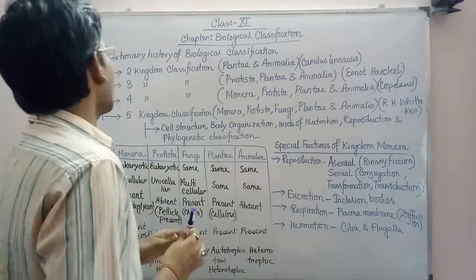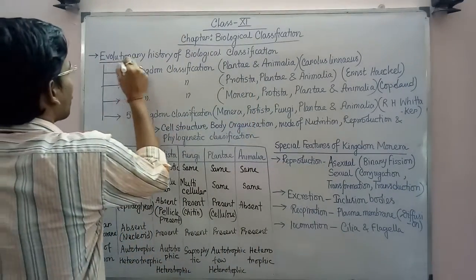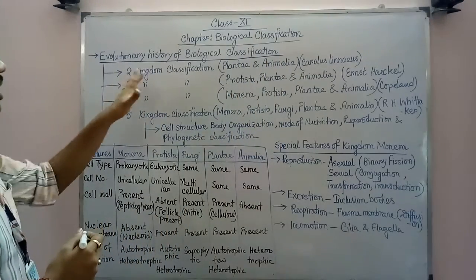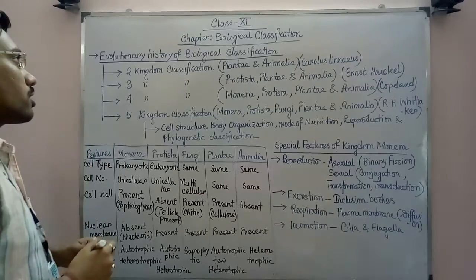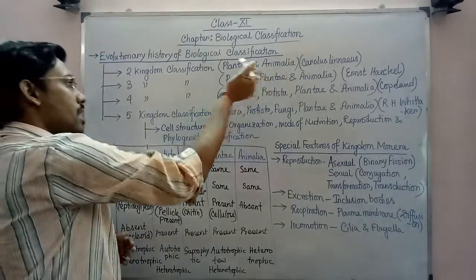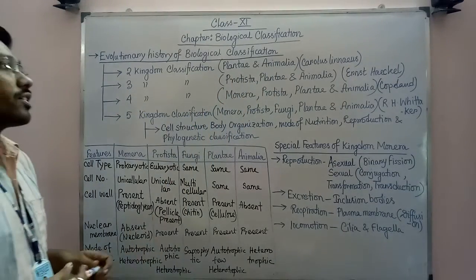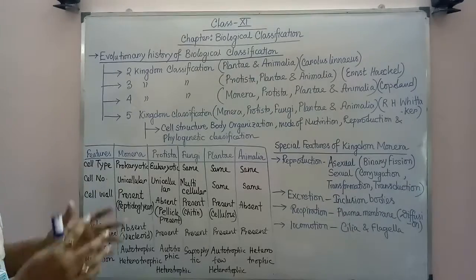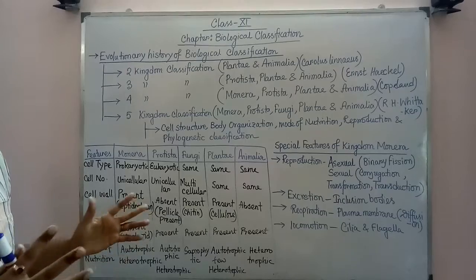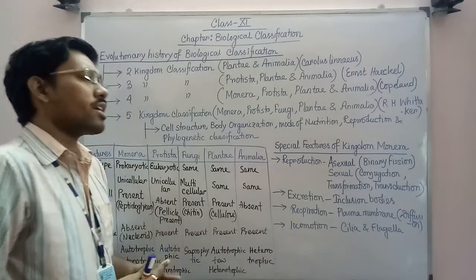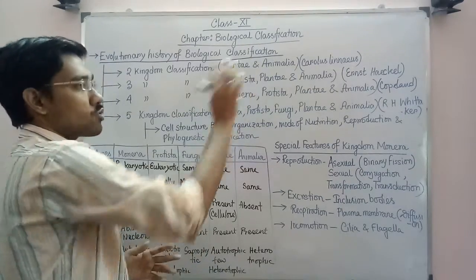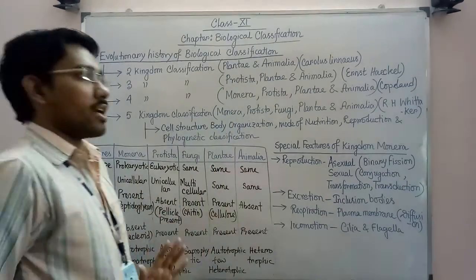First we will be discussing the evolutionary history of biological classification. The classification system that evolved after the three domain concept is the two kingdom classification. Here Carolus Linnaeus proposed this mechanism. He said that all of the organisms in the world can be classified into two kingdoms, because he had no idea about the presence of microorganisms. He only had information about plants and animals. That's why he created only two kingdoms, plantae and animalia.